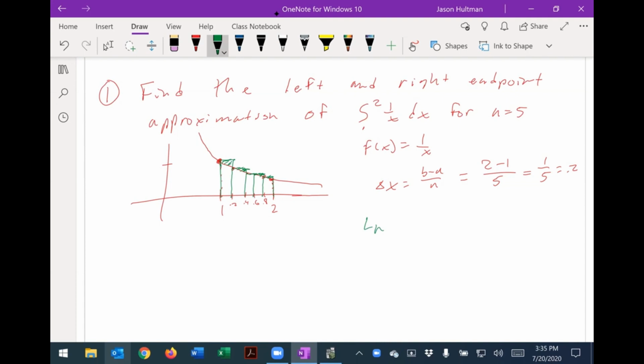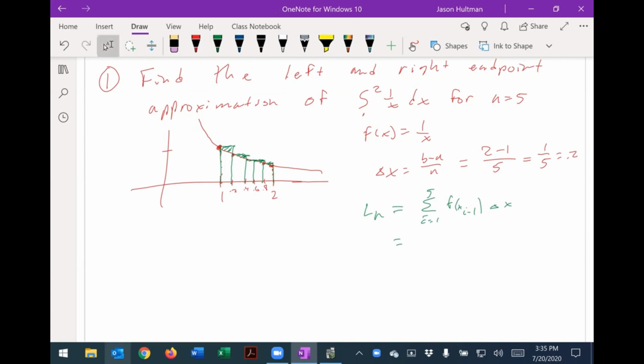Okay, so L sub n is equal to the summation of i equals 1 to 5 of f of x sub i minus 1 times delta x. So let's look at what this one is. I'd like to get these values, I'd like to get my f of x as well. Let's look at it first. This is x0, this is x1, x2, x3, x4, and x5.